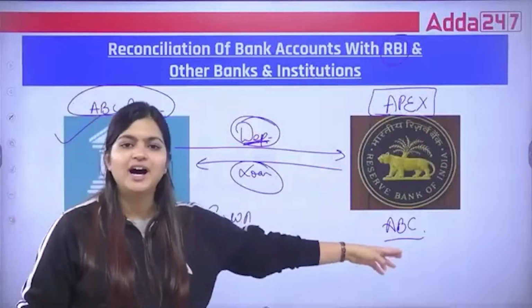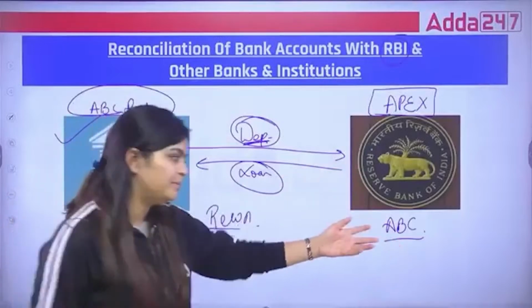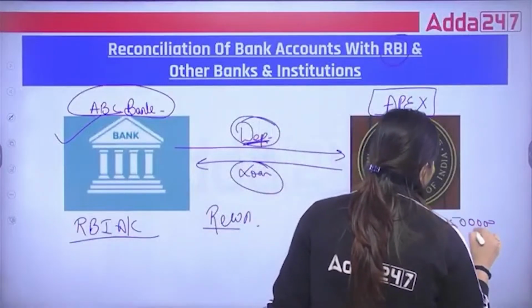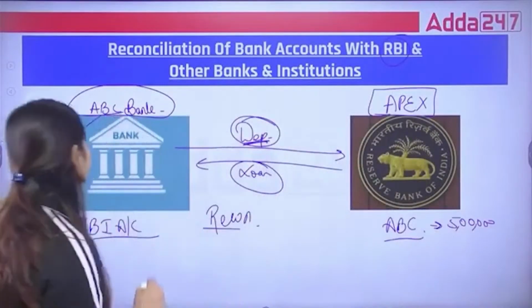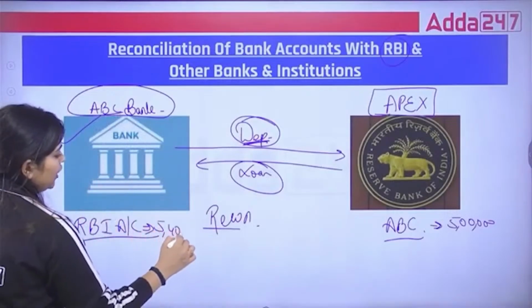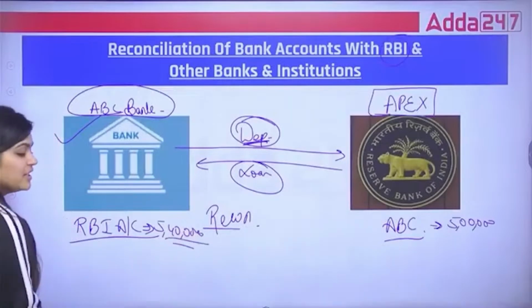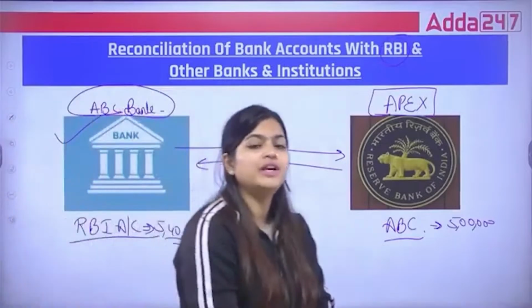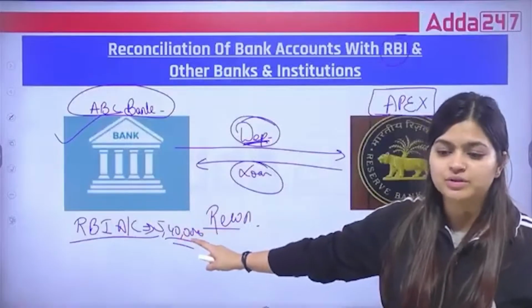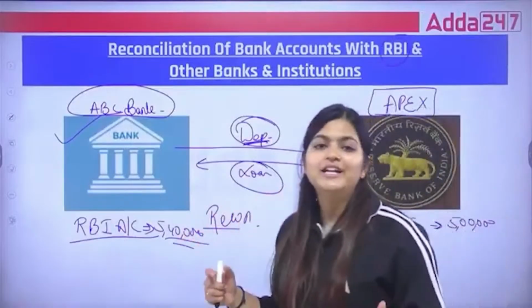In the books of your company, why is the balance of ABC company around 5 lakh, but in your bank's RBI account you can see 5,40,000? What is the reason? Why is there an extra amount in your bank's book, in your RBI account? So you need to identify the reason.